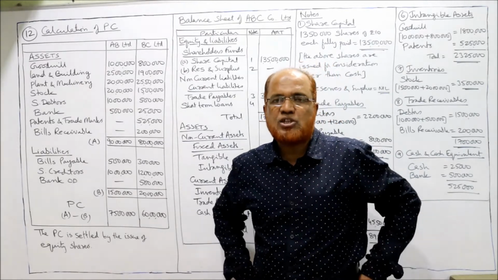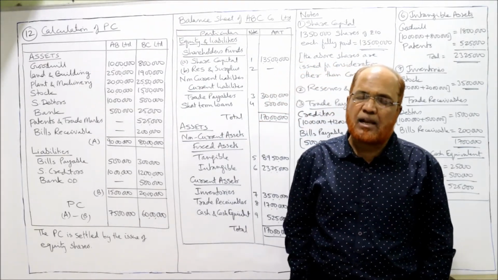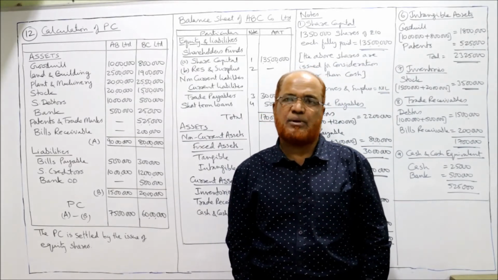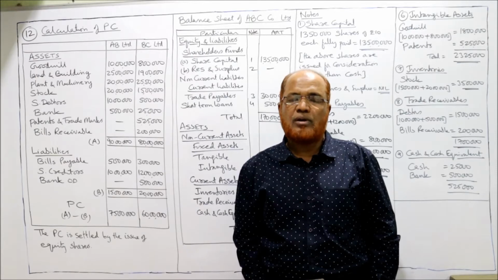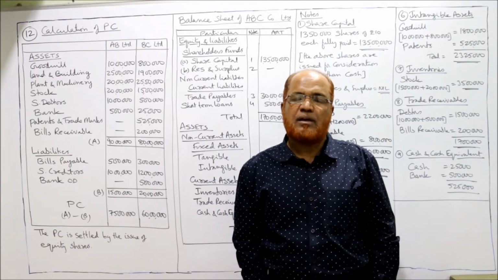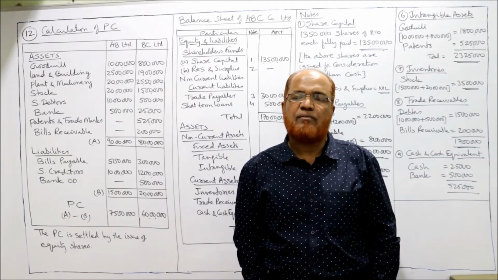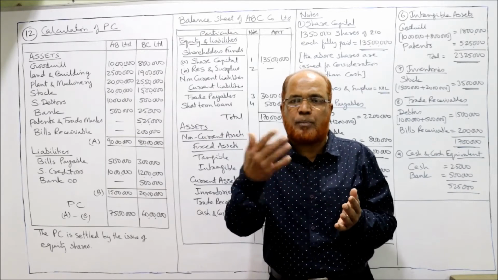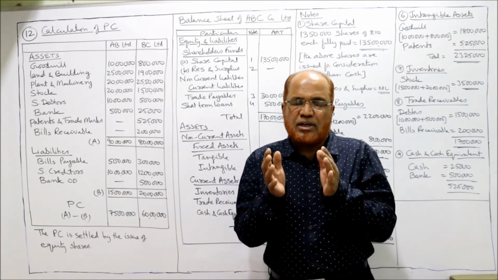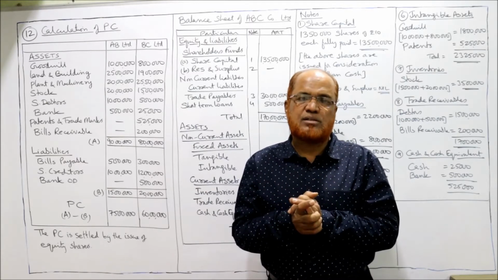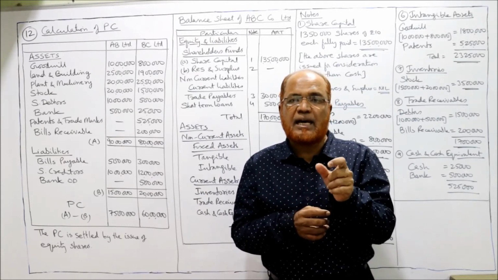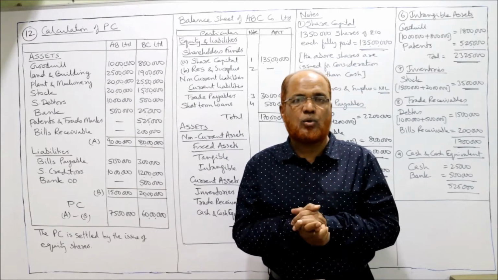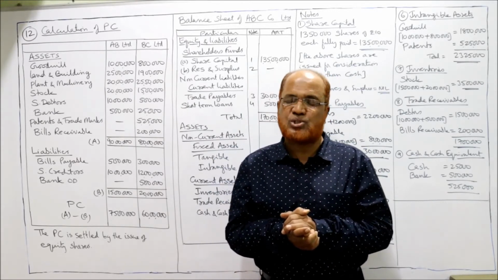See here, in this problem it is asking you to calculate the purchase consideration payable to AB Limited and BC Limited. So the new company, ABC Company Limited, will issue only equity shares. Because it's a new company, it cannot pay cash. It will issue only equity shares. So we have to apply the net assets method. We apply the net assets method to find out the purchase consideration.